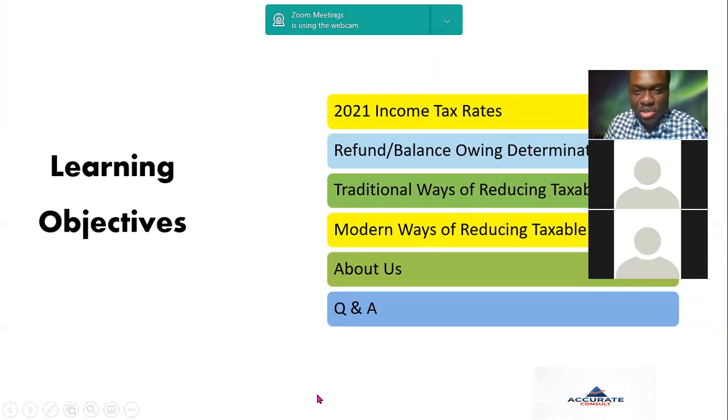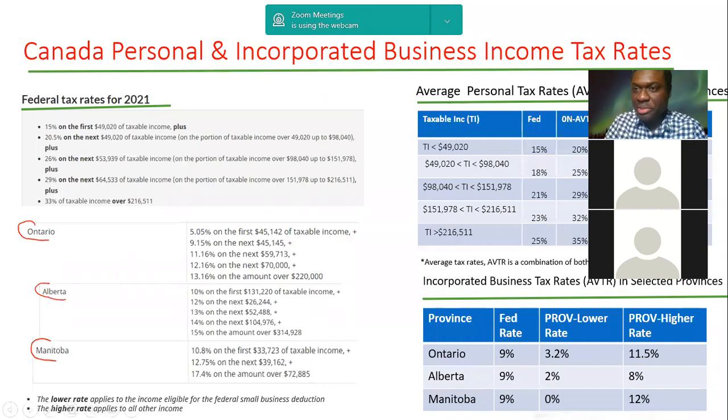So during the course of the session, we'll be looking at the 2021 income tax rates for personal and incorporated business, then just a glimpse of how the CRA calculates our refund or balance owing, what is driving that. Then we'll be looking at the traditional ways people use to reduce their taxable income. Also the modern ways, what people are using now, especially the wealthy people, to reduce their taxes. Then a little about us, Accurate Consults. Then the question and answer period.